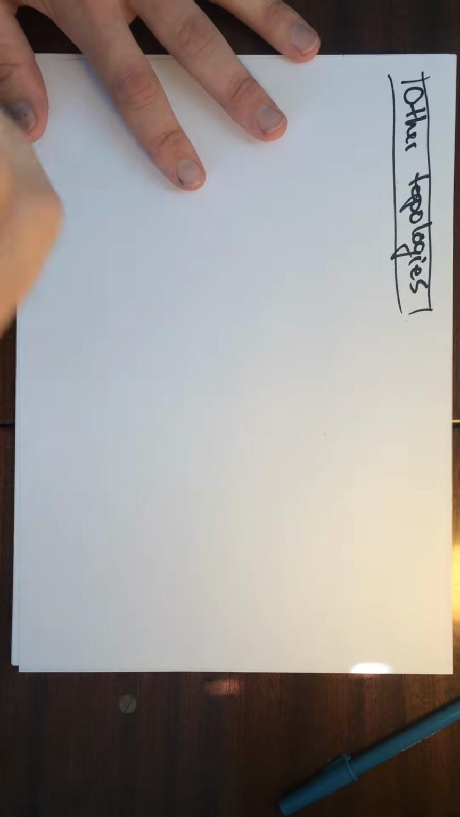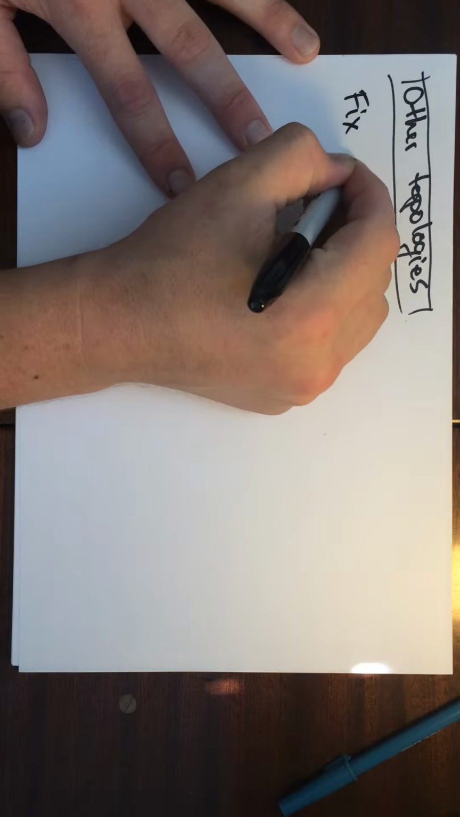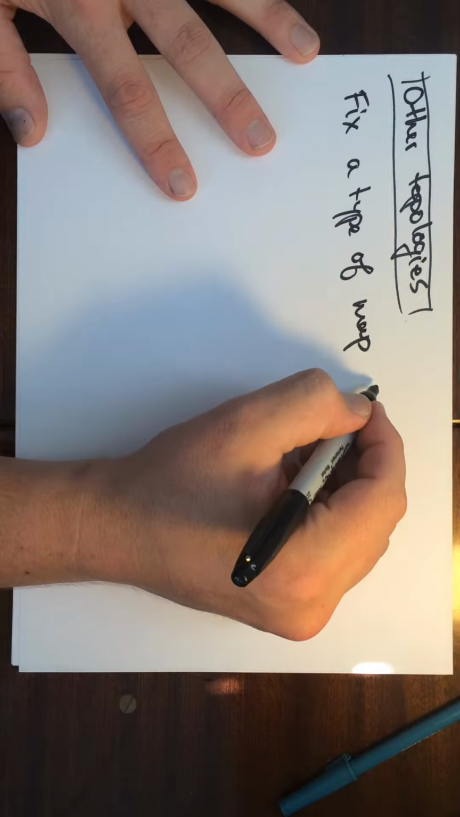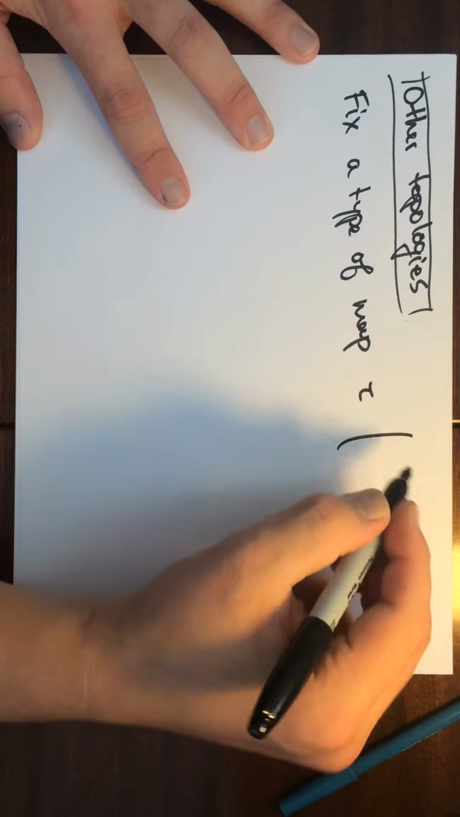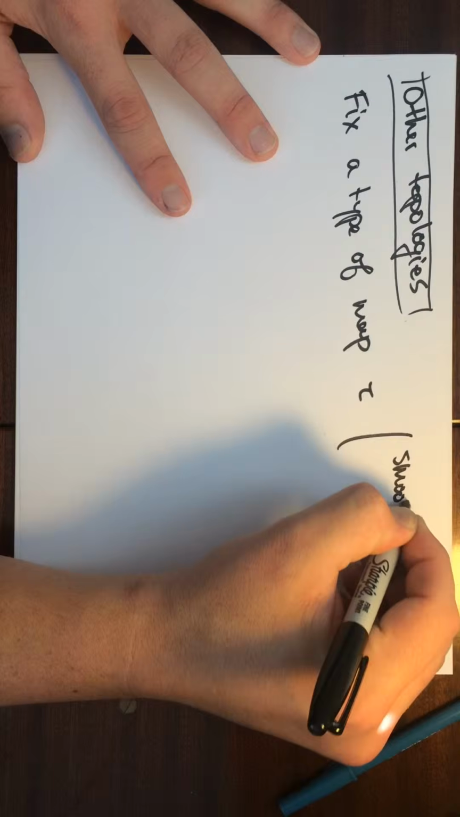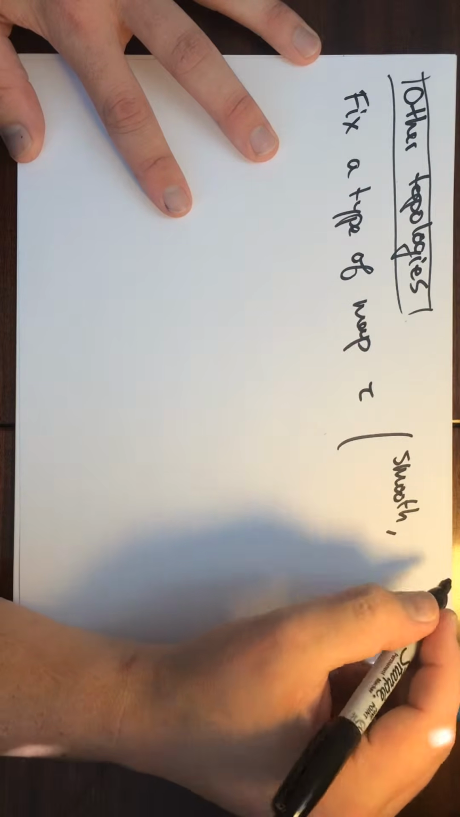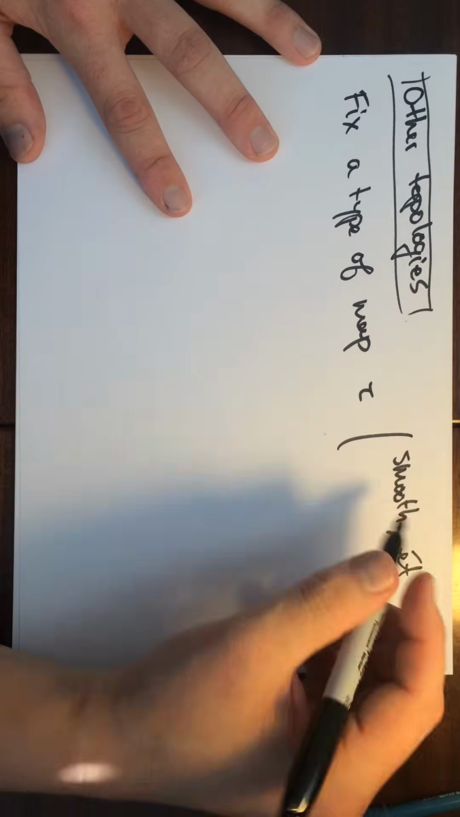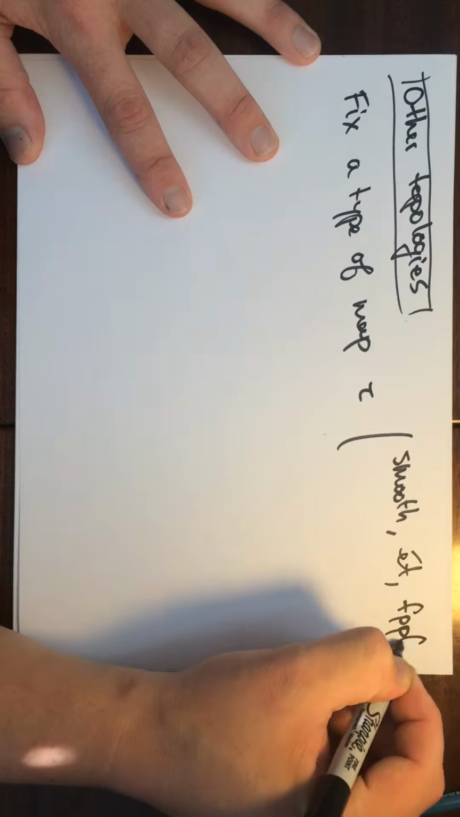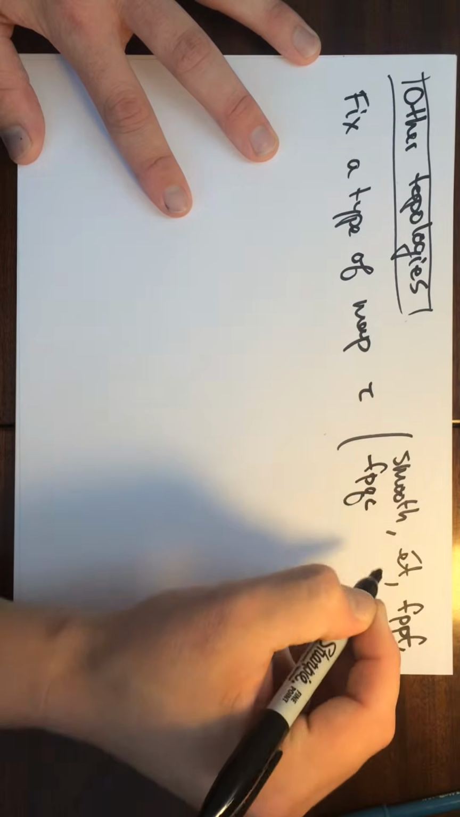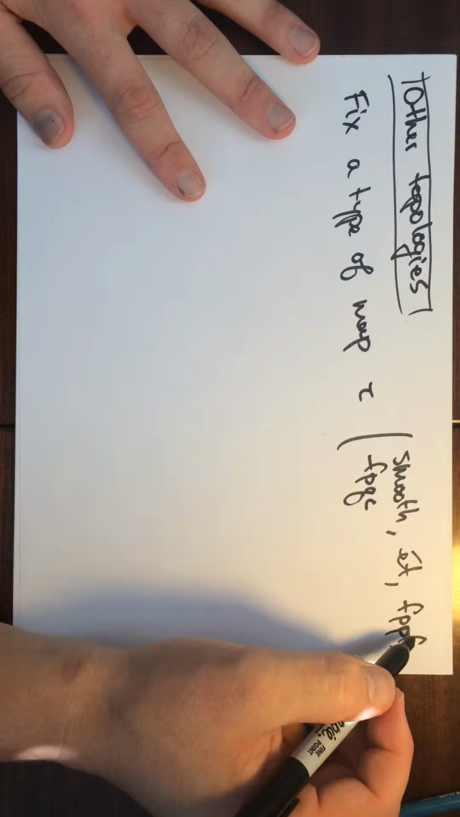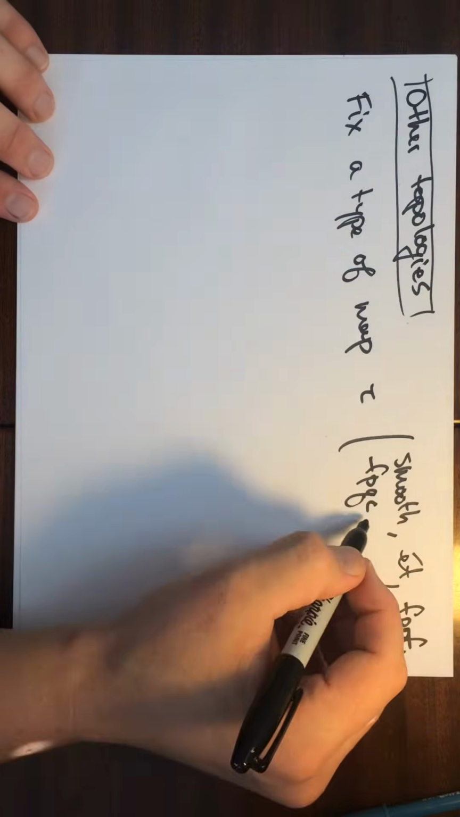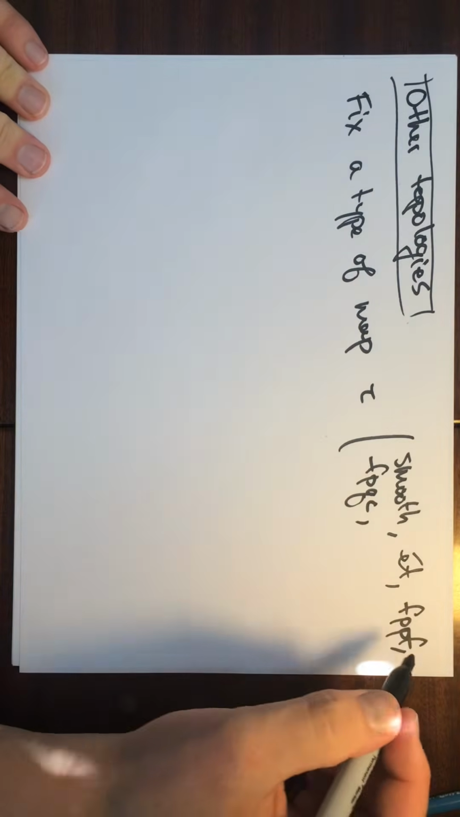And so what we're going to do is we're going to fix a type of map, tau. The things that we should keep in mind are smooth, flat, so there's étale. There's other things which I'll talk about later, FPPF or FPQC. These are essentially flat and finite presentation. This one you have to do a little bit for quasi-compactness. Okay, it doesn't really matter.